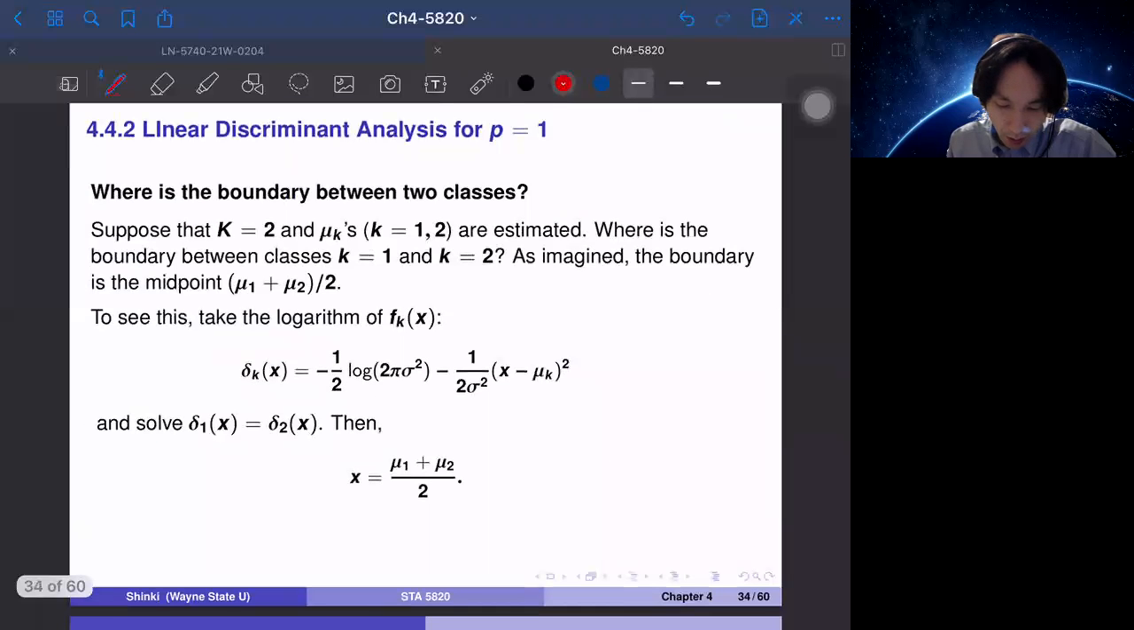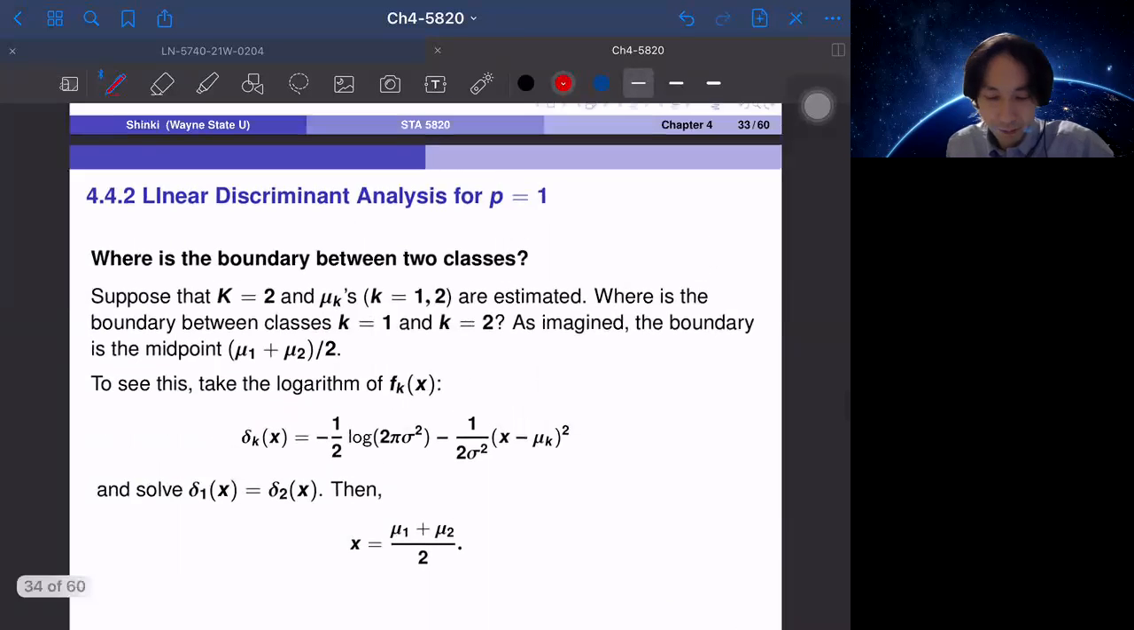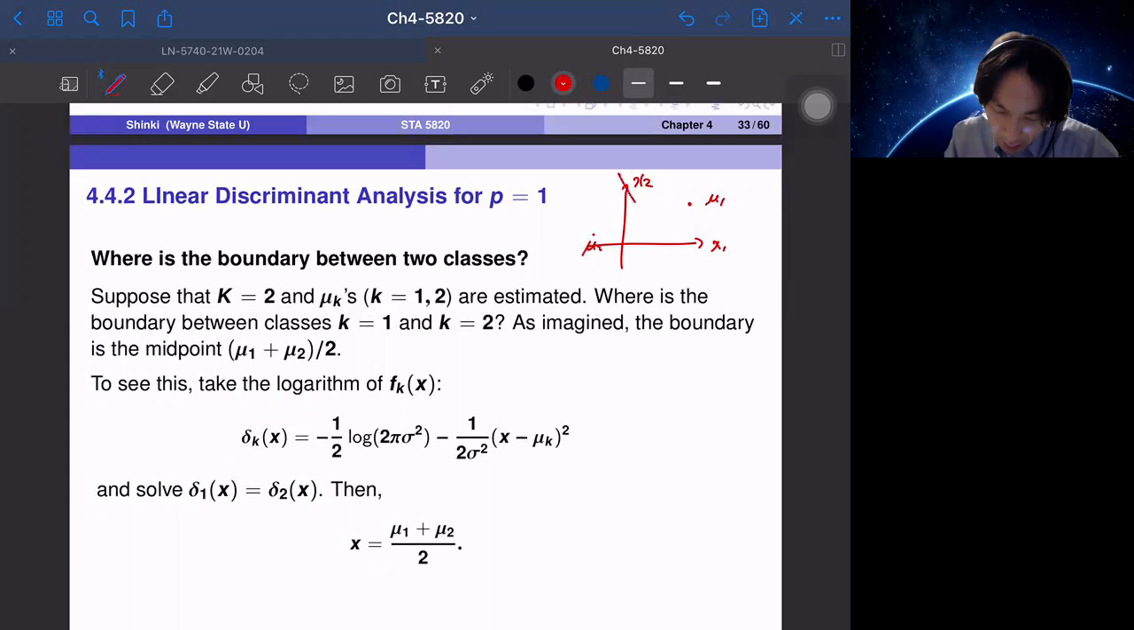And in LDA, the boundary is linear. So if we have x1, x2, and we do linear discriminant analysis, and mu sub 1 is here, and mu sub 2 is here, then the boundary is linear, just the separating line between mu1 and mu2. So that's why we call this linear discriminant analysis.